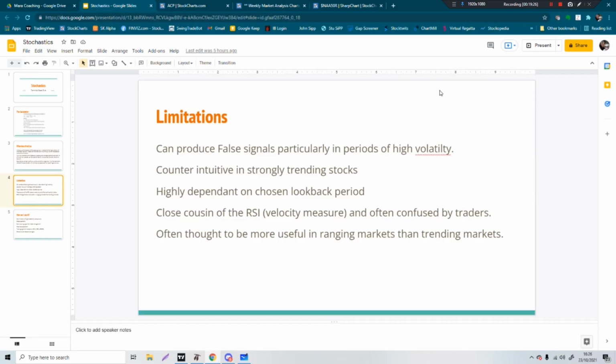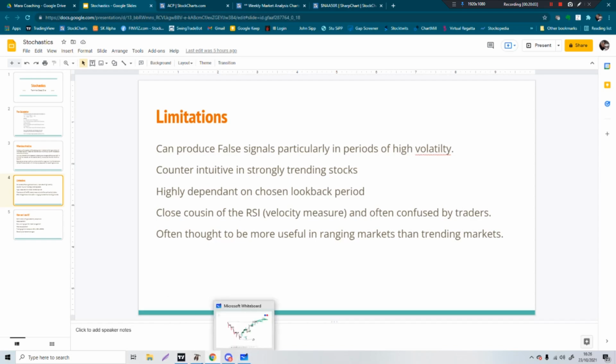Yeah, it can produce false signals, particularly when volatility is high. You'll find it jumps about an awful lot. The way to overcome most of those false signals is to only use it at the extremes. Similar to how you'd say RSI is overbought when it's above 80 or oversold when it's below 20. You look at crossovers in those areas, they tend to be more reliable, more robust. It is counterintuitive in a strongly trending stock, and let me show you that.